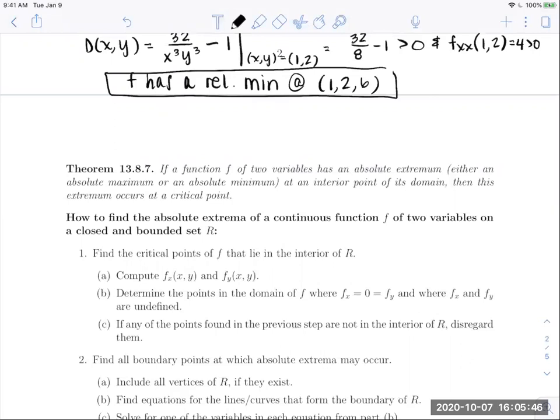All right. So this is the first time we're really talking about absolute extrema. So far, we've talked about the second partials test that identifies relative extrema. And so this theorem is just saying, look, if there is an absolute extrema, it's going to occur at a critical point. So critical points are going to be very important to us when finding these absolute extrema.